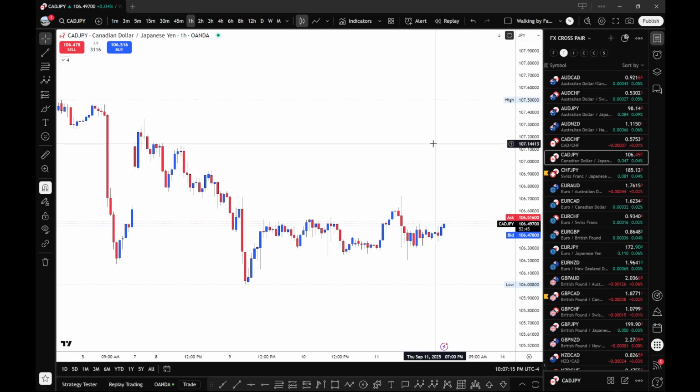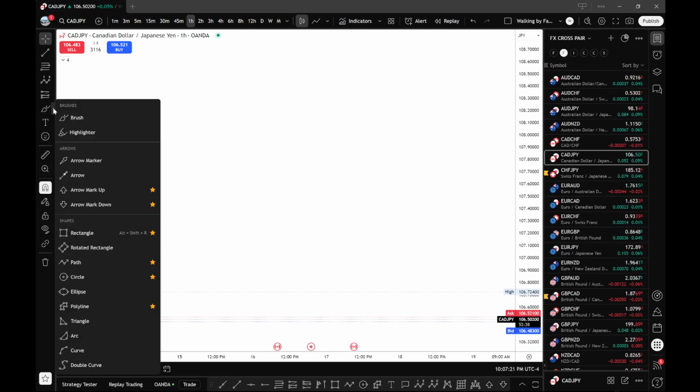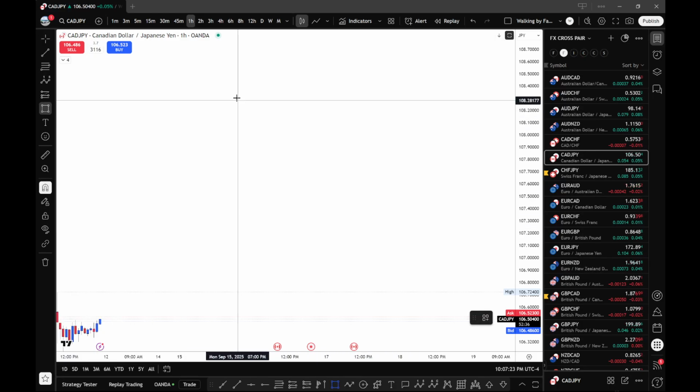So as you can see, today we are going over the large bearish candlestick. Yesterday we did the large bullish candlestick. Now today we're doing the bearish. So like I did yesterday, a quick layout.